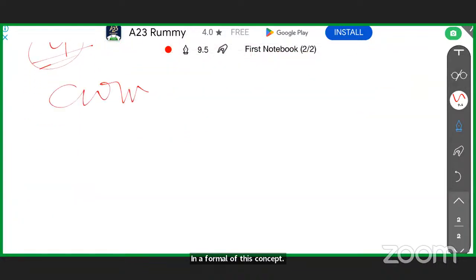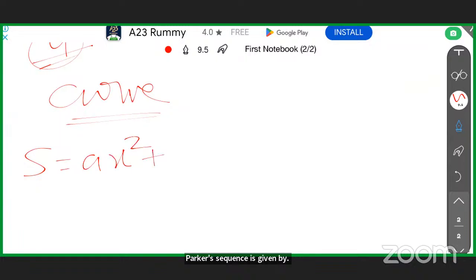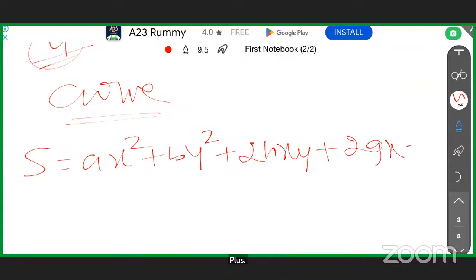Let us take one curve. We don't know what type of curve it is. A curve's equation is given by S equal to ax square plus by square plus 2hxy plus 2gx plus 2fy plus c is equal to 0. There is one curve, and the curve equation is of the type ax square plus by square plus 2hxy plus 2gx plus 2fy plus c is equal to 0.